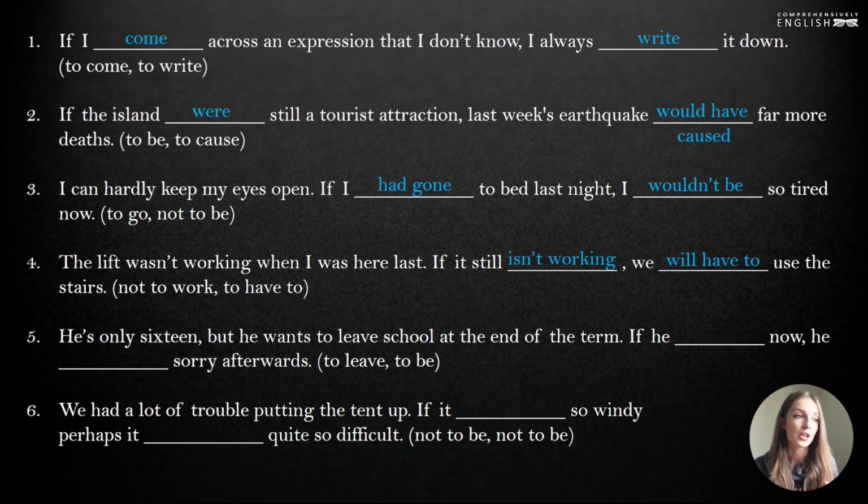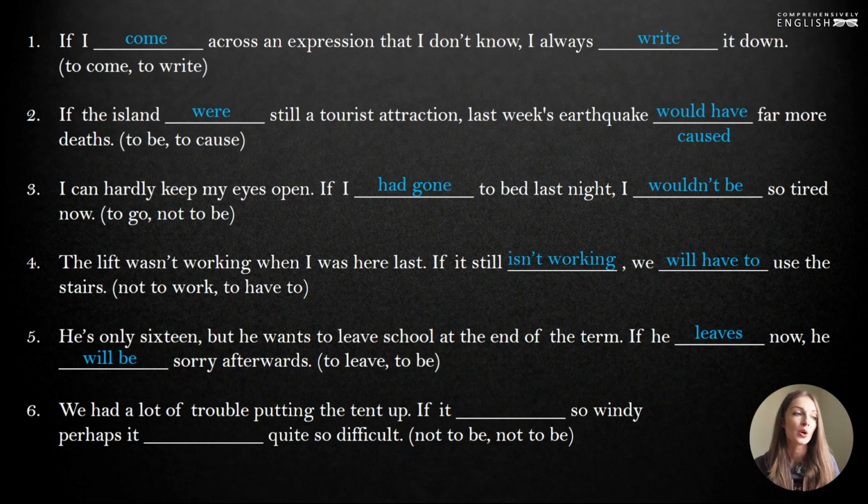Number 5. He's only 16, but he wants to leave school at the end of the term. If he leaves now, he will be sorry afterwards. The same, the first conditional is used. The condition is real. We don't know what decision he will make in the end, right? So we use the present simple tense in the conditional clause and the future simple in the main clause.